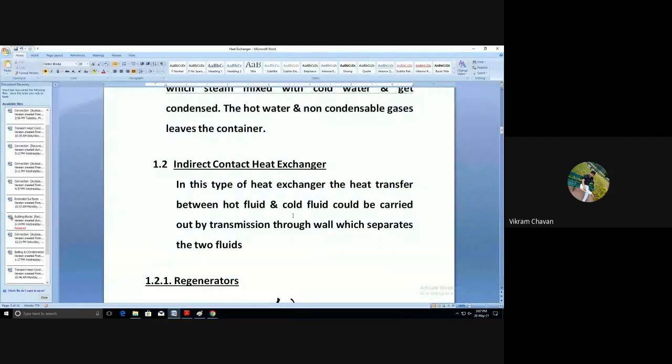Indirect contact heat exchanger. In this type of heat exchanger, the heat transfer between hot fluid and cold fluid could be carried out by transmission through a wall which separates the two fluids.